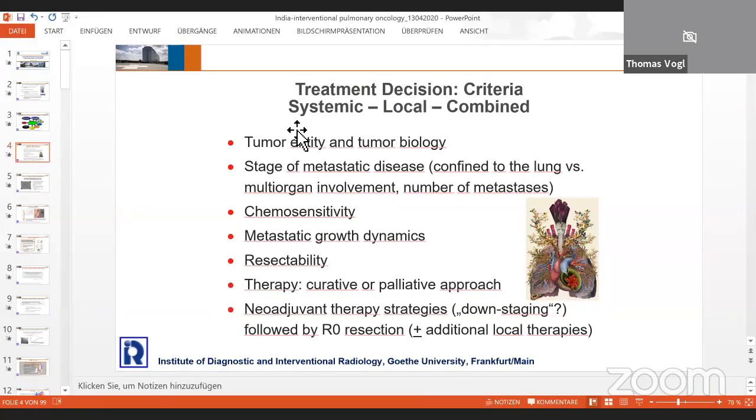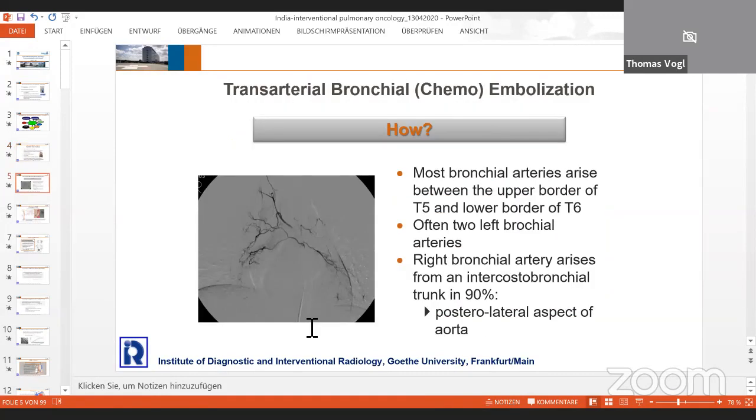So in our tumor boards, we look at the tumor entity and tumor biology, the stage of the metastatic disease. If you look at lung metastases, we need data on chemosensitivity of these tumors, growth dynamics, resectability, curative or palliative approach, or neoadjuvant strategies, which might be, for example, downstaging, downsizing, followed by resection.